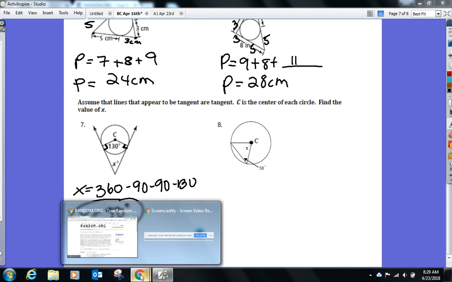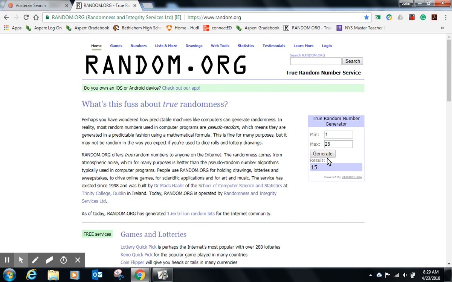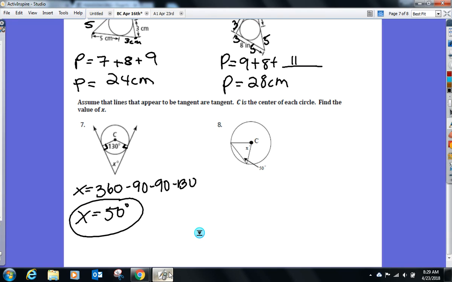Okay, how are you approaching this one now? 15, what do we know here? You know that one angle is 50. Got it. Both radii are congruent. True. So the other angles are 50 as well. In an isosceles triangle, angles across from the congruent sides are congruent. Got it. So x.